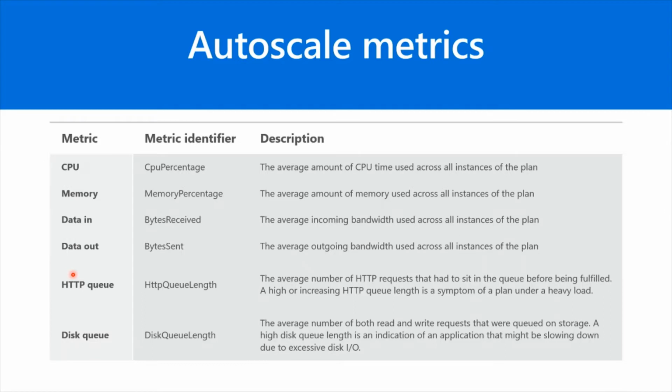And for autoscaling metrics, you can use CPU percentage, memory percentage, data in, data out, HttpQueueLength, and disk queue. CPU percentage means the average amount of CPU time used across all instances of the plan. Memory percentage is the memory used. Data in is the average incoming bandwidth used across all instances of the plan. Data out is the same way, the average outgoing bandwidth used across all instances of the plan. HttpQueueLength is the average number of HTTP requests that had to sit in the queue before being fulfilled. A high or increasing HttpQueueLength is a symptom of a plan under heavy load, so you can decide depending on the requests.